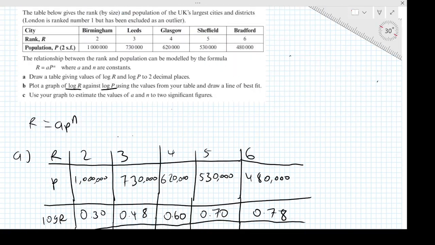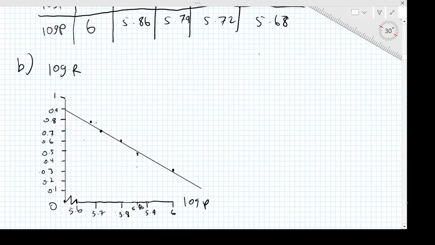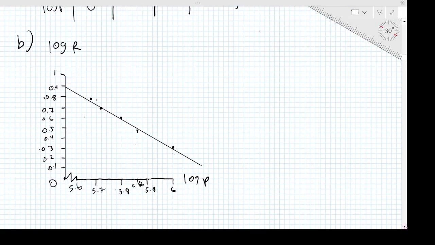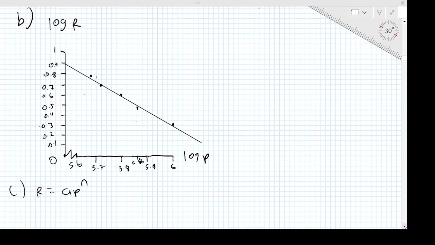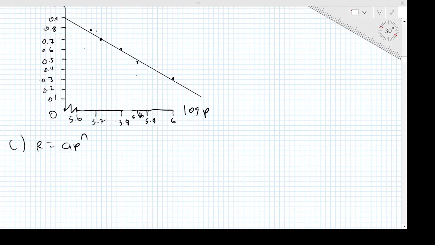Then for part C, use your graph to estimate the values of A and N. So remember, this is my equation for R and P. So if I restate that down here, part C, R is equal to A P to the N. Okay, that's R and P, but here in this graph I got log R and log P. So I'm going to take logs. You'll notice a very common strategy to just take logs for these questions.